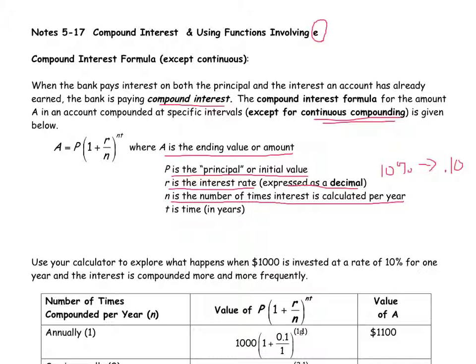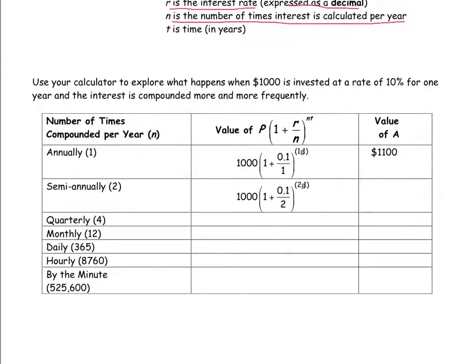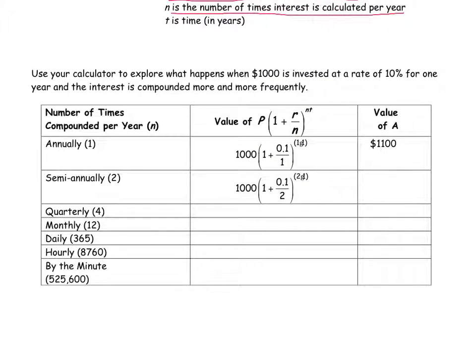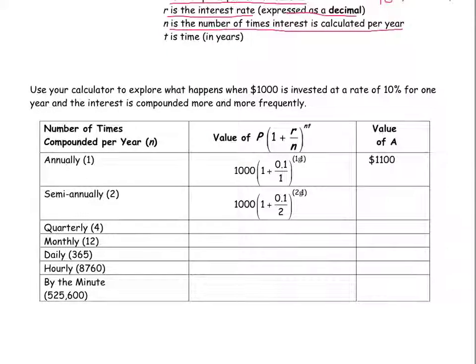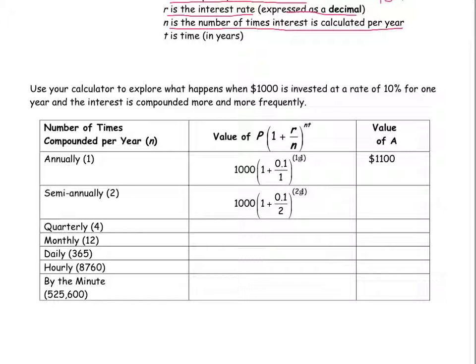Okay. We're going to use our calculator to explore what happens when $1,000 is invested at a rate of 10% for 1 year and the interest is compounded more and more frequently. So let's see what difference it makes when it is compounded annually, which would be just 1 time a year, semi-annually, which means twice a year, quarterly is 4 times a year, monthly is 12 times a year, daily would be 365 times a year, and then hourly, and then by the minute. And we're just going to see what happens to the value.